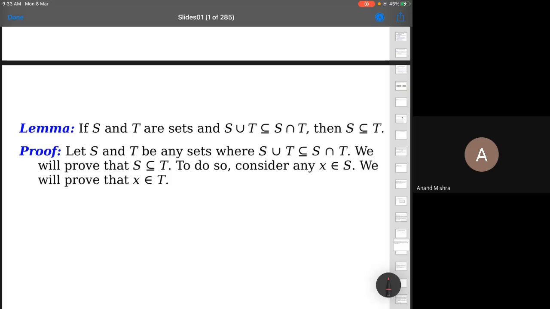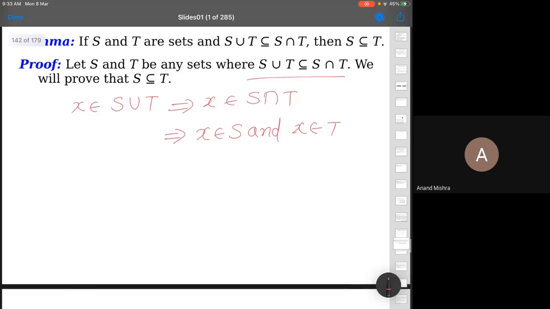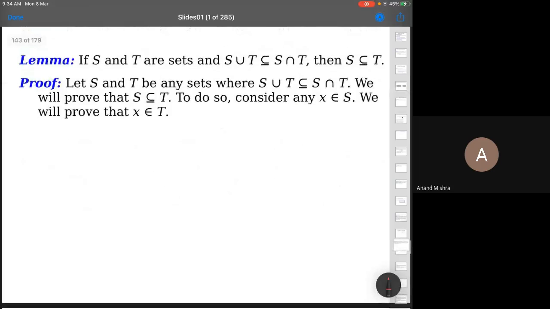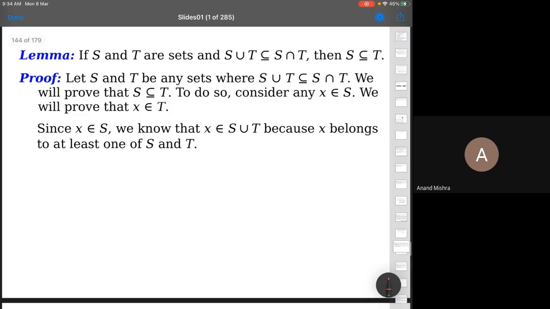So we start not with this, but because we need to prove that S is a subset of T, right? We can start with X belongs to S, and then we have to prove that X also belongs to T, right? If we can prove this, we are done, right? If X belongs to S, that means X also belongs to T. How do you prove it? This is how. So consider any X which belongs to S, and you prove this. So how do you do that?